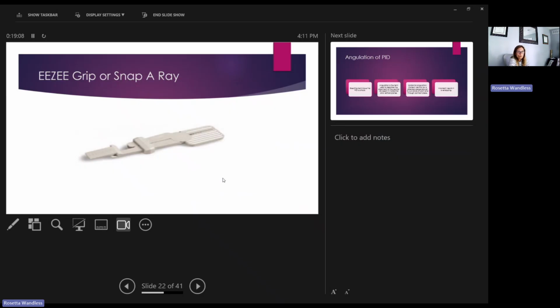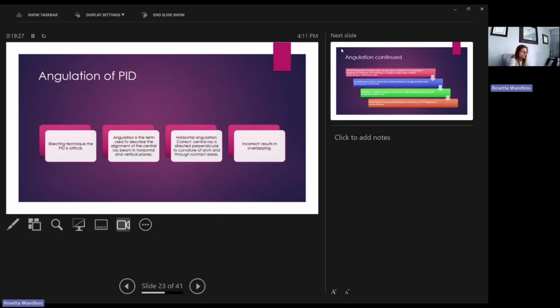And as promised, here's your snap array or Easy Grip. Here's where you would put the image receptor. It's made for both film or sensors. You're going to have a different looking one for a sensor. This is film-based. And here again, no ring, no metal arms to indicate where your PID goes. This is for absolutely bisecting the angle.